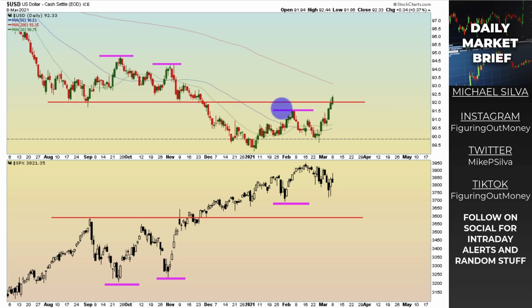So right now, short term, we just put in a higher high and we have that higher low. So the trend right now, short term, is trending up. Now, overall, it's still below the 200 period moving average, but it is setting itself up.